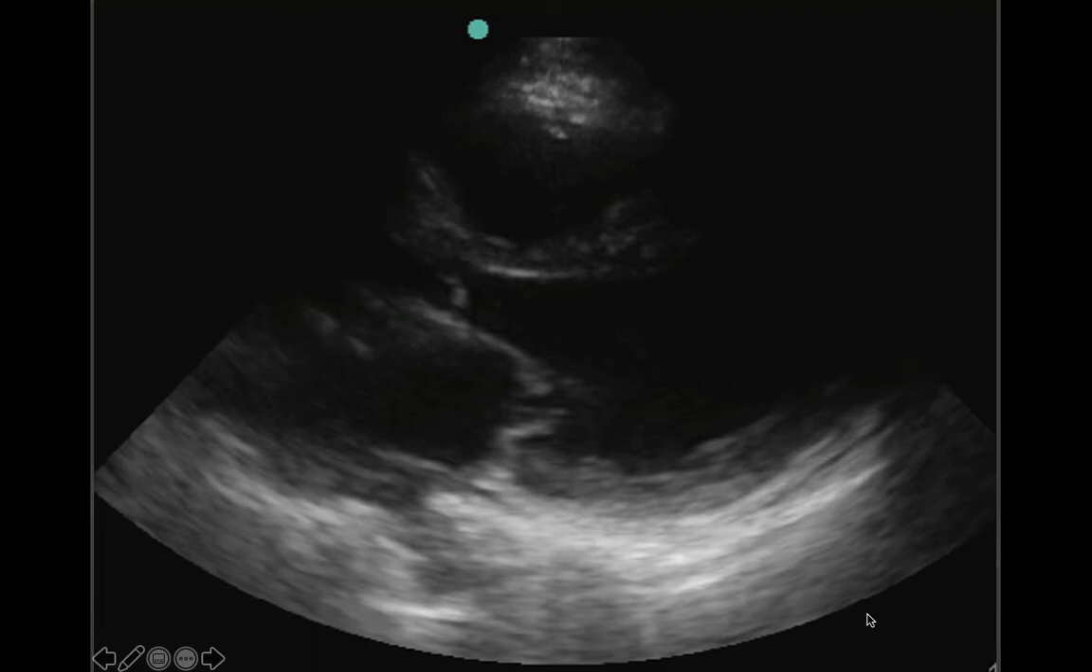Here is the actual ultrasound image of a heart in the parasternal long axis. Note that in this view, the right ventricle is closest to the probe and the left side of the heart is farthest from us. And the aortic root is smack dab between the right ventricle and the left atrium.